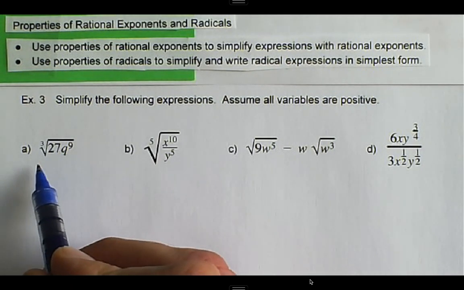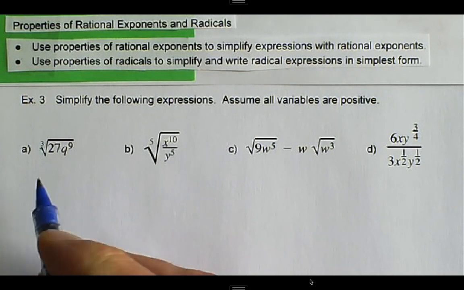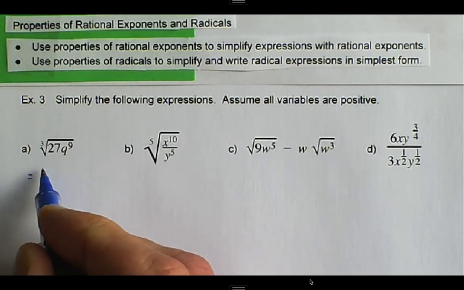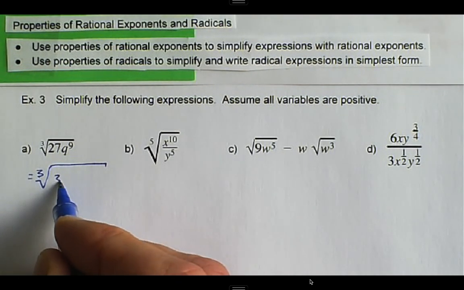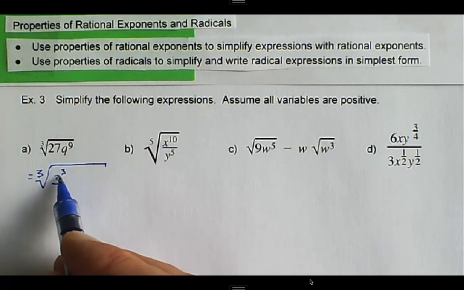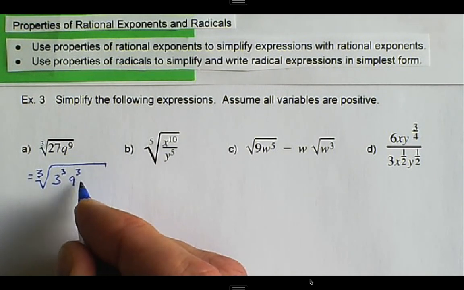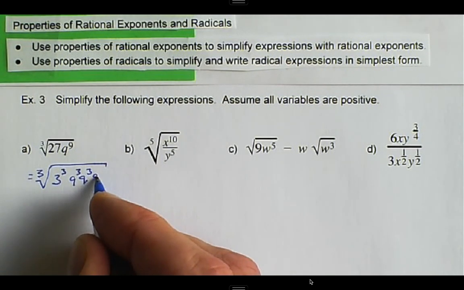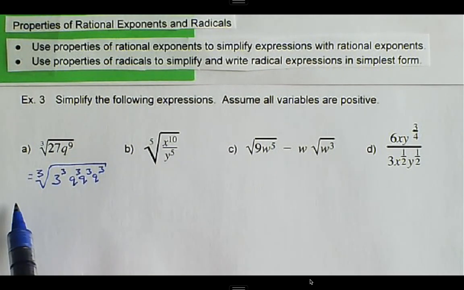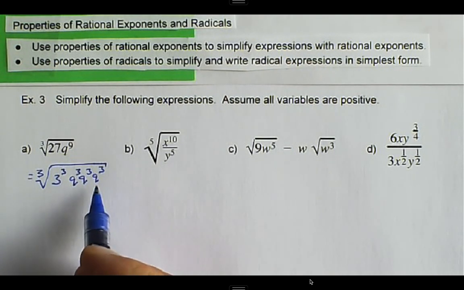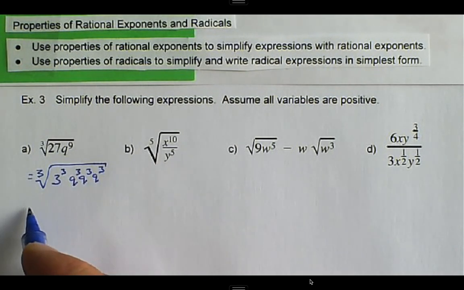In order to pull things out from underneath the radical, we need to have sets of 3 in this case, because that's the radical. So we can write this as the third root of, and we know that 27 we can rewrite as 3 to the third. So that's one set that can get pulled out. And we can rewrite q to the 9th as q to the third, q to the third, and q to the third. So we can pull that many things out. Because all of these are cubed and we're dealing with the third root, there's not going to be anything left under the radical this time.